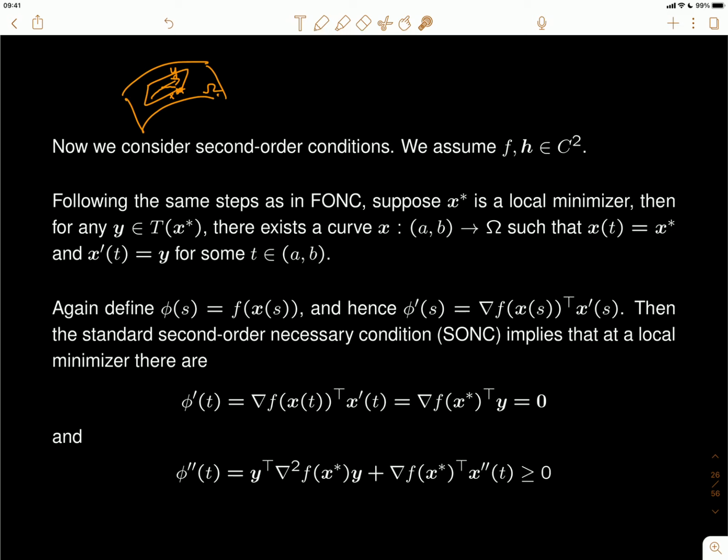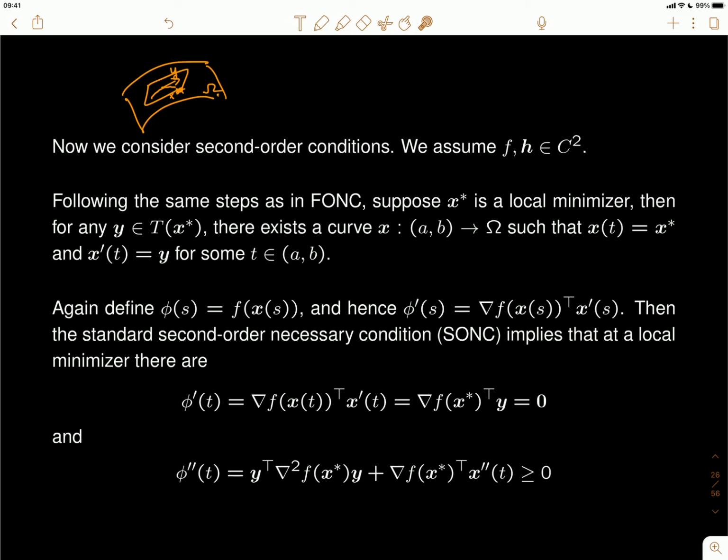But that's for the first order necessary condition. We know that this should be equal to zero, right? That's what we did before. But also we want to check the second order. If it's a local minimizer, then the function value should reach the minimum there. So if we track the function value along this curve, say this is t, this is a, this is b, it should reach the minimum here, and then increase. So that's why the derivative here should be equal to zero, and the second order derivative here should be greater than or equal to zero, because it should be a convex shape here, right? So that's the second order condition. We need the second order derivative of phi to be greater than or equal to zero.